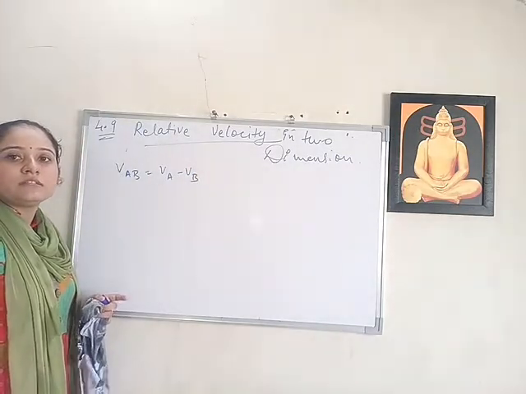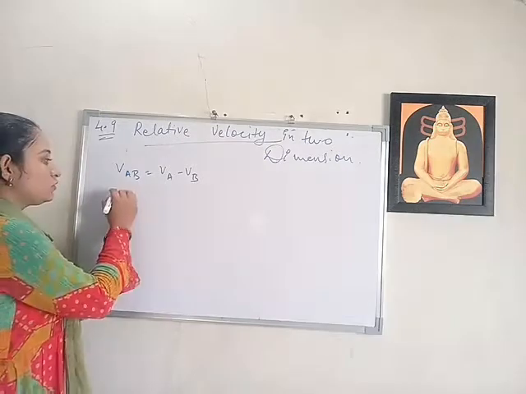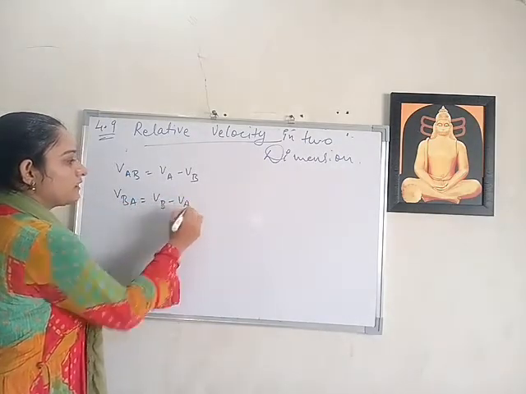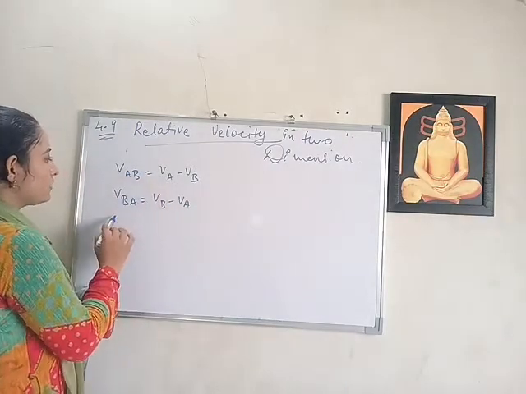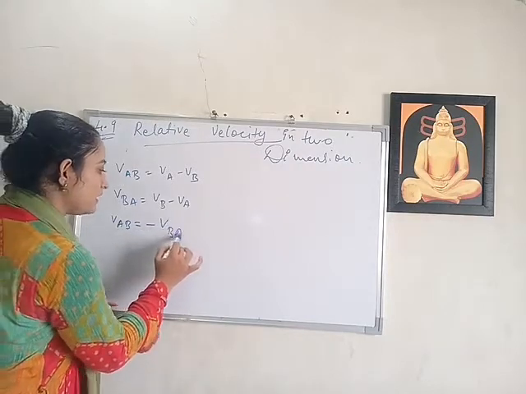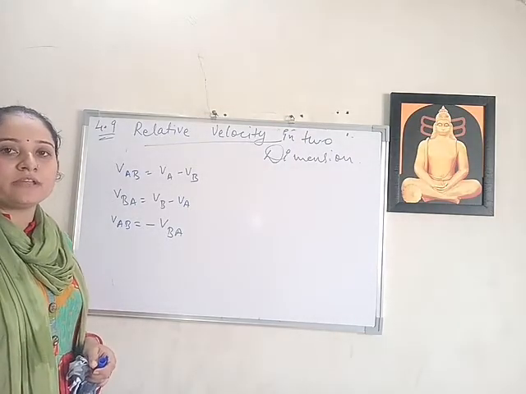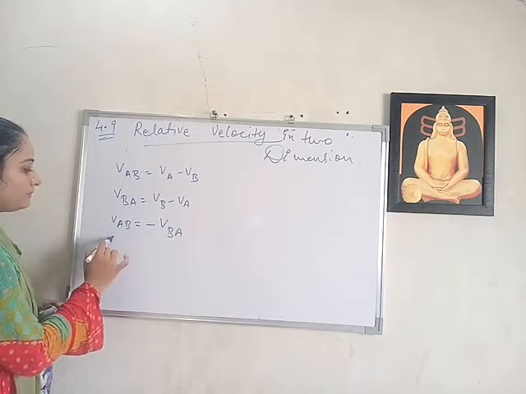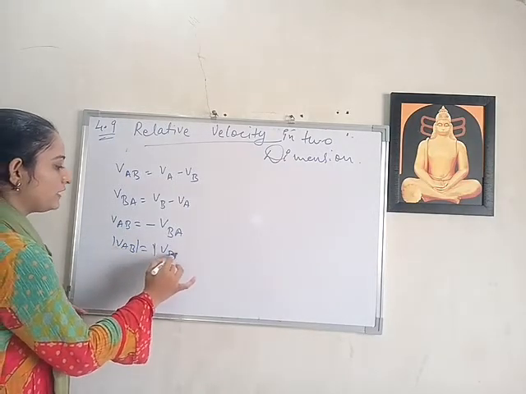Now consider the velocity of particle B relative to A. So that will be equal to VBA, that is equal to VB minus VA. So from here you come to know that VAB equals minus VBA. But if we take the magnitude of the relative velocities, then they will be equal. The magnitude of VAB will be equal to the magnitude of VBA.